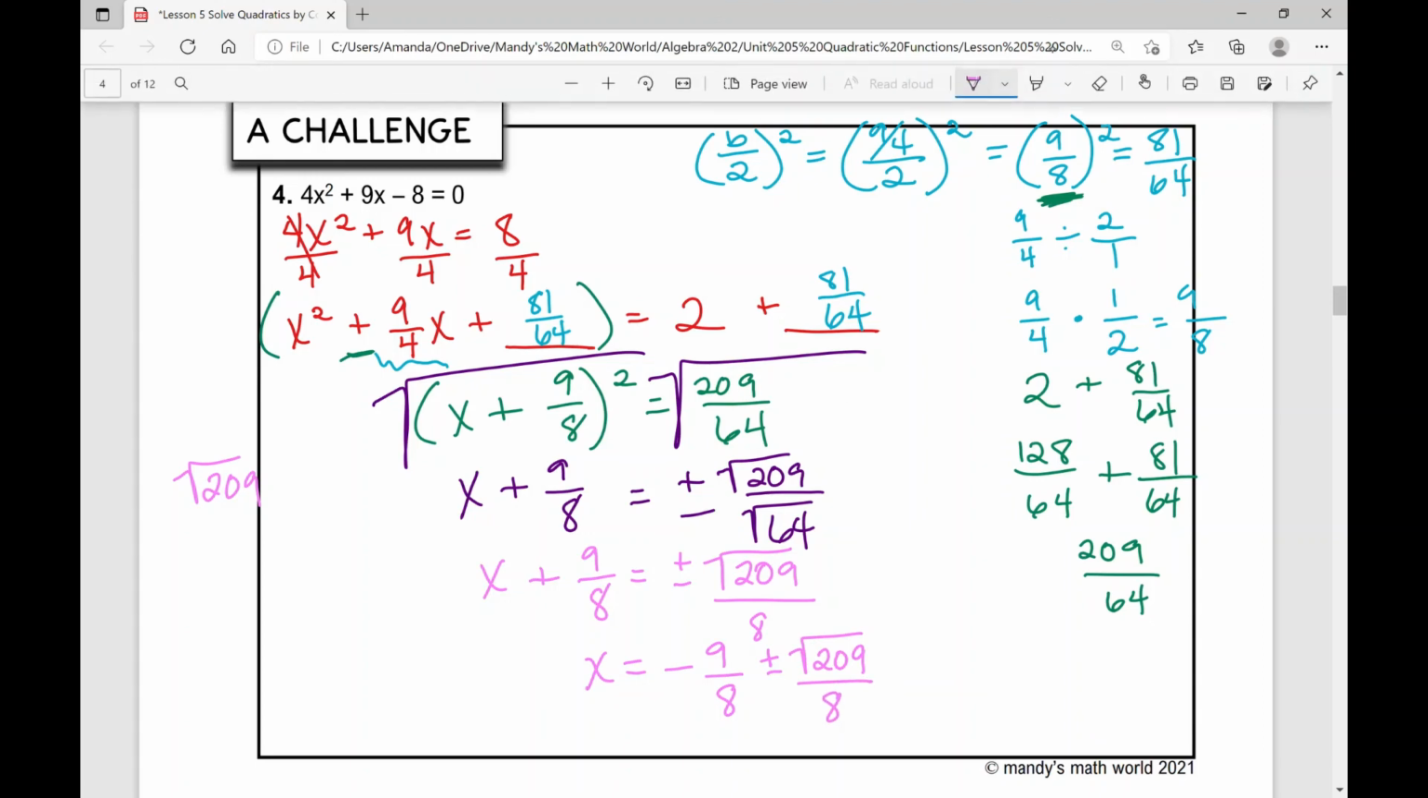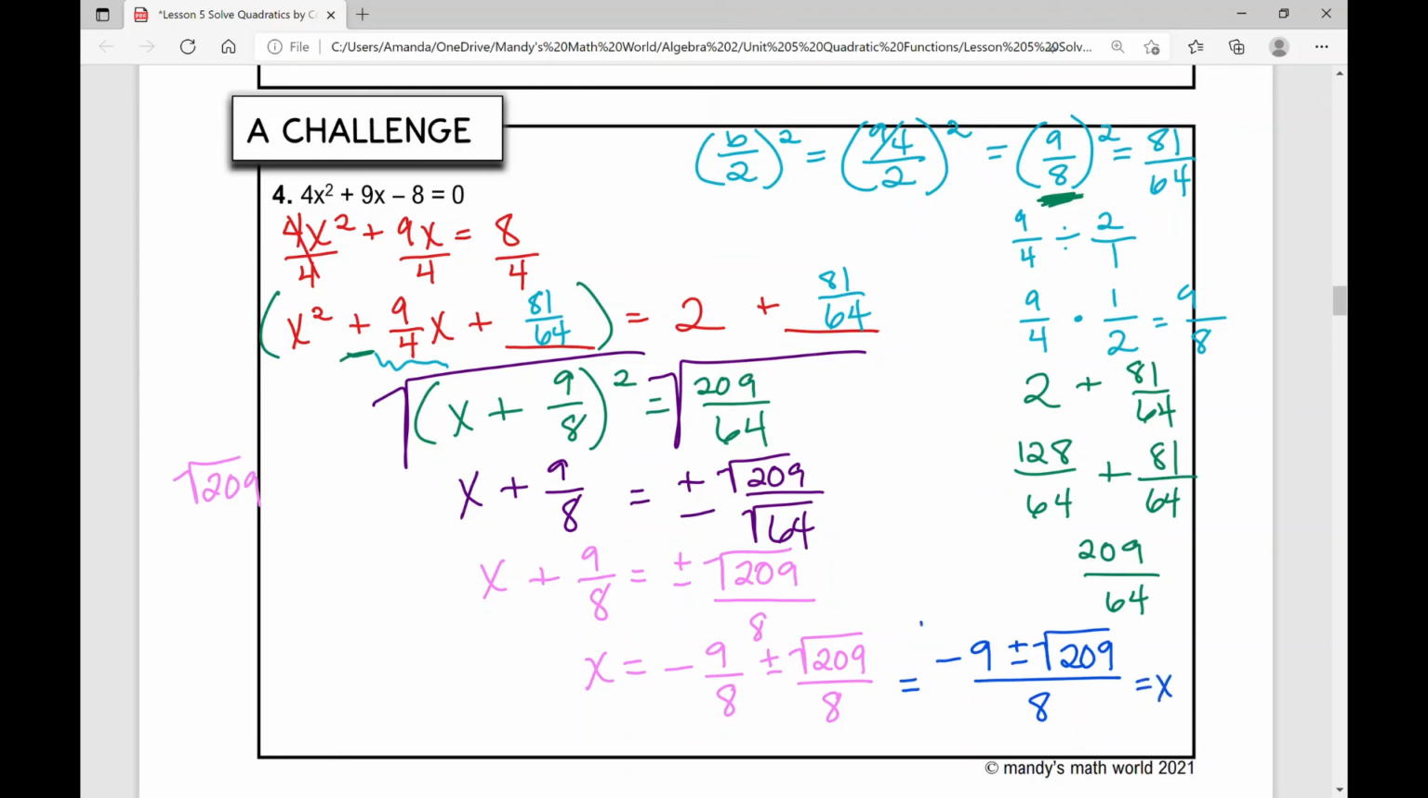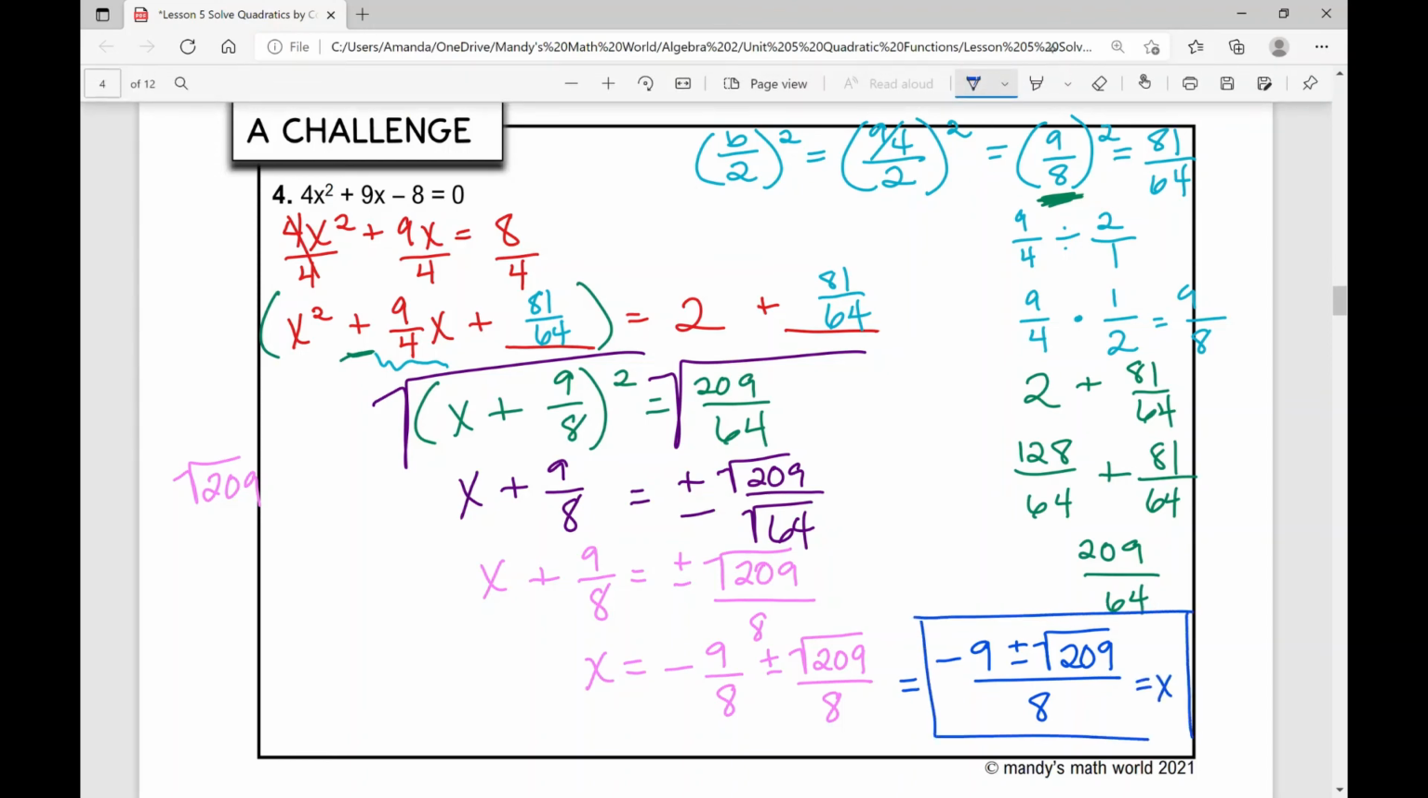Whew! Okay, here we go. Almost done. That's the same thing as negative 9 plus or minus the square root of 209, over 8. And that is my answer, equals x. Let's write it like that. And that is my answer, a simplified square root.